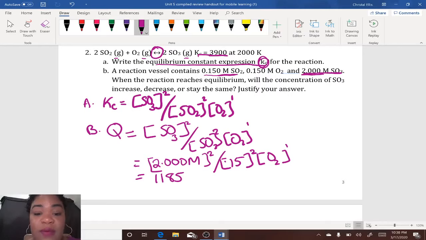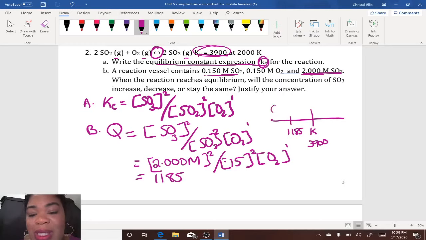And then you need to figure out which species is more dominant. Will the reaction shift right, left, or what's going to happen? So we're going to compare our Q to our K. K is in our middle, and K, according to the question, has a value of 3,900. Now, our Q value is 1,185. So our Q is less than K, which means that the concentration of our reactants will have to decrease so that the reaction could shift right and increase the concentration of our products in order to establish equilibrium.